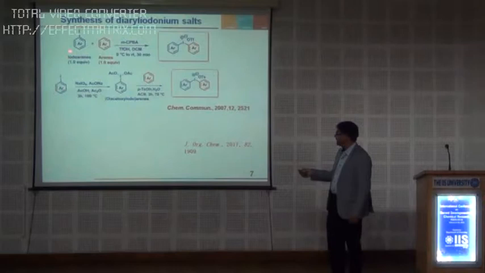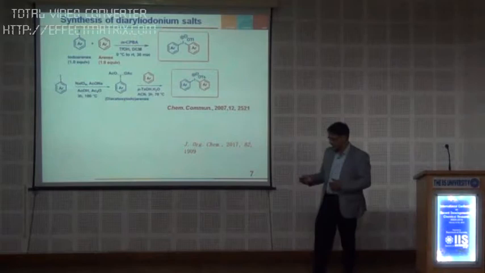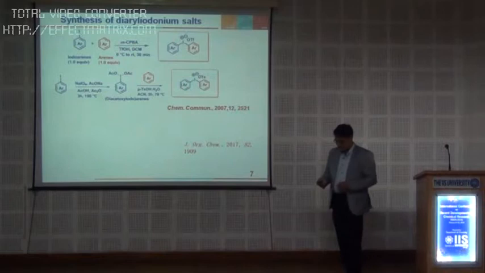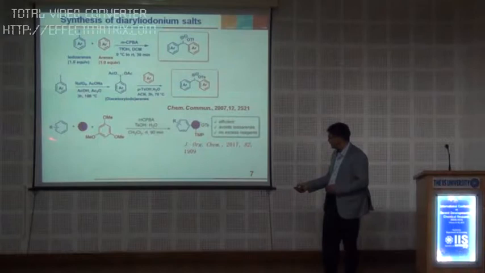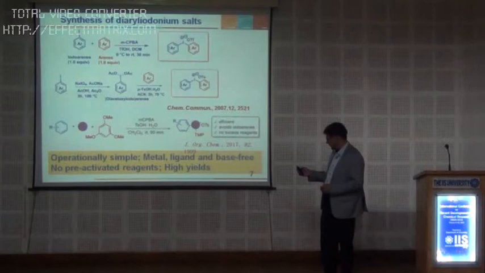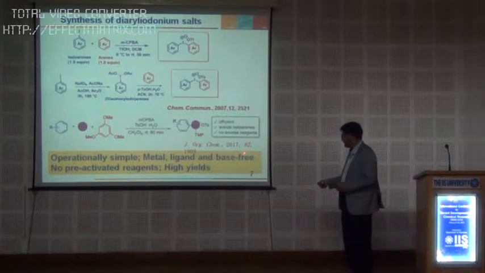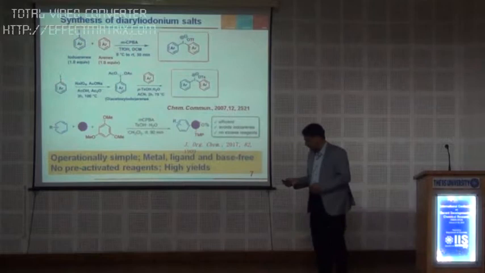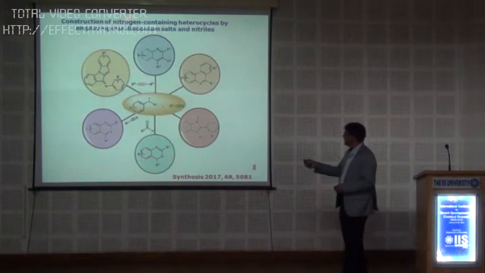Depending on the nature of the starting materials, one can have a diverse library of symmetrical and unsymmetrical diaryliodonium salts. The other method involves generation of the intermediate hypervalent iodine diacetoxy, which on coupling with arene gives the diaryliodonium salt with tosylate counteranion. Very recently, by taking different arenes and molecular iodine, one can make these diaryliodonium salts. These versatile methods are simple to operate, metal, ligand and base free, with no pre-activation of reagents required, and one can always make such compounds in high yield.